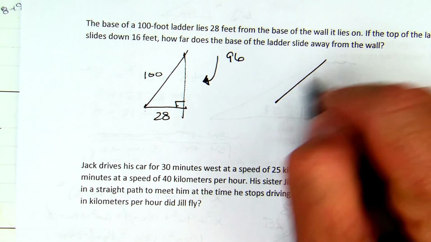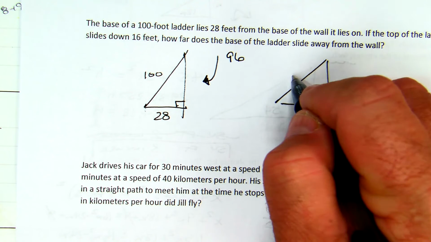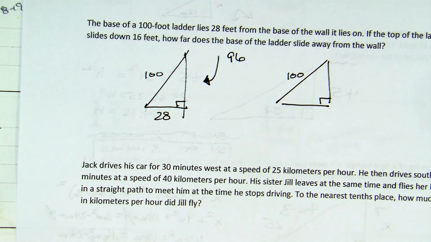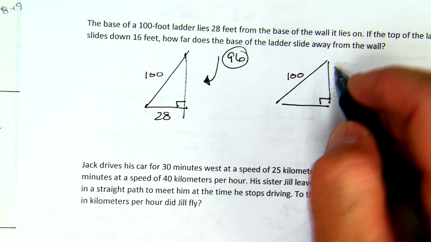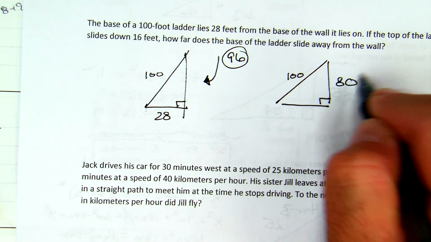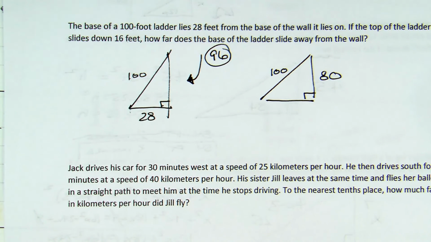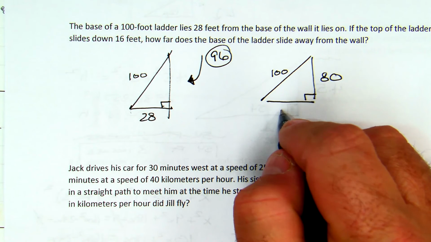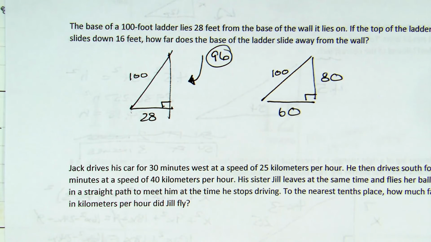The ladder then slides down. Well, the ladder doesn't change in length, so that's still 100. But it started at 96 and slides down 16, so that's 80. So we're going to use Pythagorean theorem again. We're going to end up with 60.